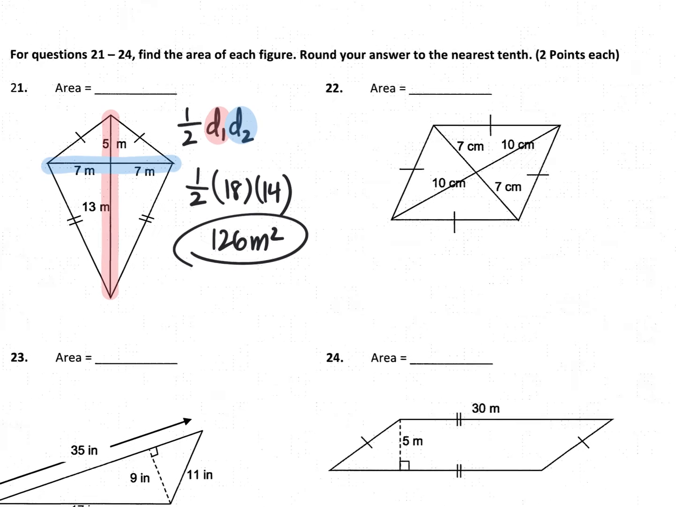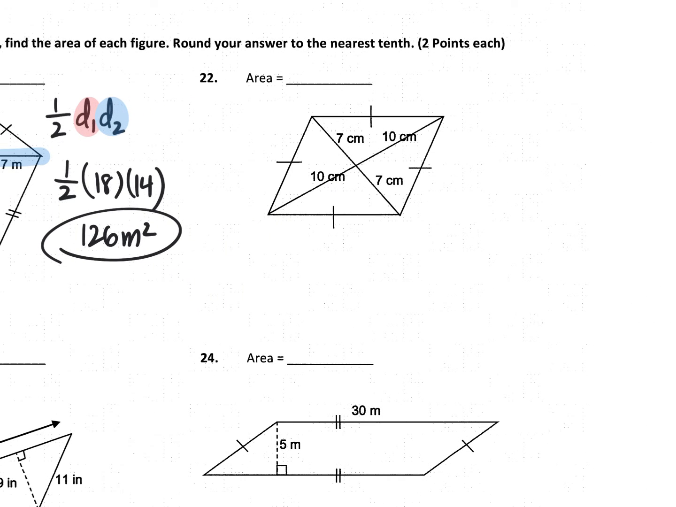Okay, looking at problem number 22, we should notice here automatically that all of my side lengths are congruent. That should tell you that this is going to be a rhombus, because we don't know anything else about right angles. And then the formula for a rhombus is also 1/2 diagonal 1 times diagonal 2.